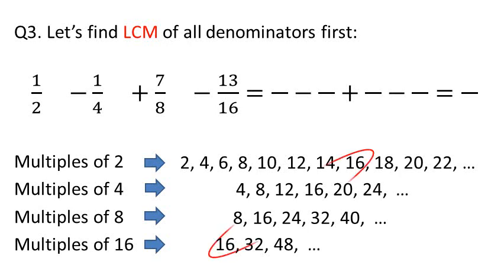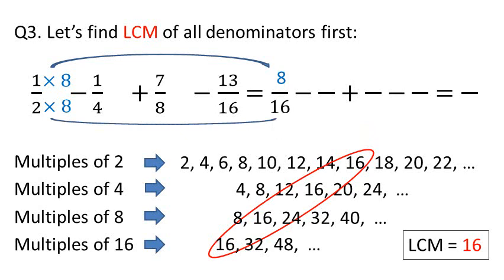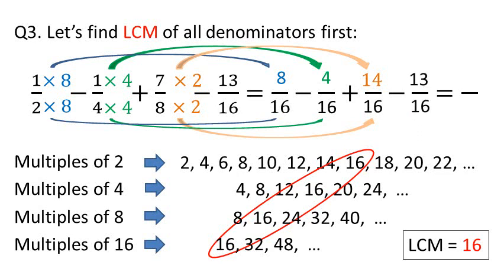The lowest common multiple is 16. So we multiply 8 to both the denominator and the numerator of 1 over 2 to get 8 over 16. In a similar way, we multiply 4 to both the denominator and the numerator of 1 over 4 to get 4 over 16. And we multiply 2 to both the denominator and the numerator of 7 over 8 to get 14 over 16. For 13 over 16, it already has a common denominator of 16, so you don't have to change anything. Now, we just calculate the numerators.